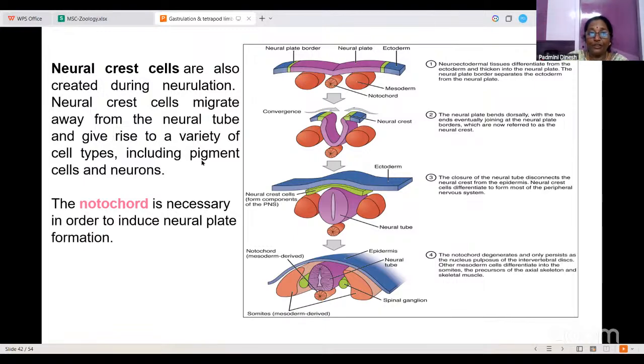It is also going to give rise to pigment cells. The pigment cells of the dermis, the color, are also because of this neural crest. And the notochord is necessary in order to induce neural plate formation. So the notochord is still there. The notochord diminishes when the vertebral column is formed during organogenesis.